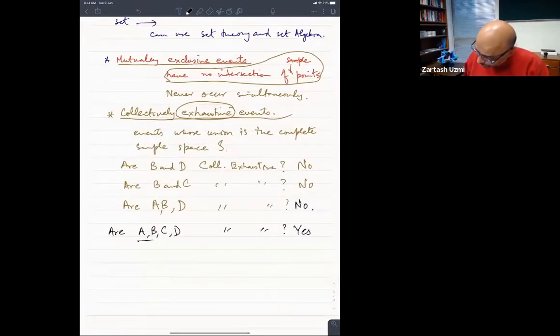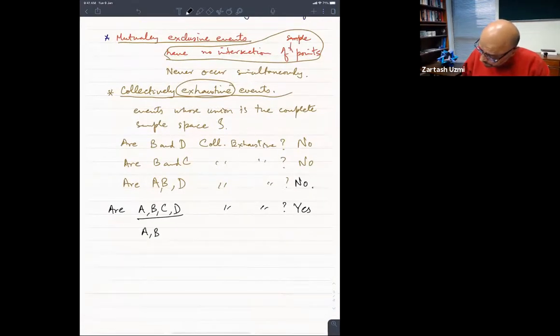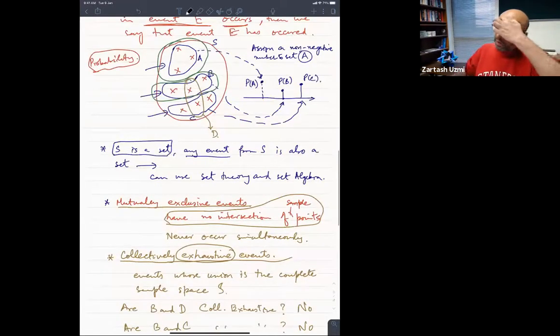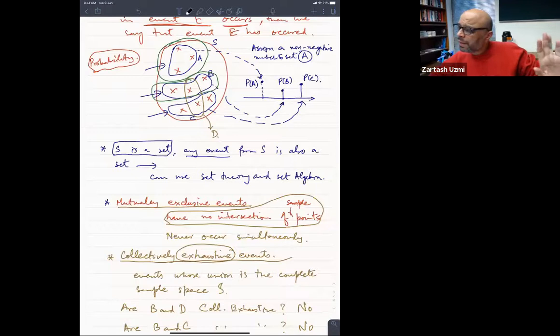ठीक है. Now I'm going to ask, slightly modify this question. A, B, C, are they collectively exhaustive? They are also collectively exhaustive. So D के अंदर आने से कोई फर्क ही नहीं पड़ा, क्योंकि A, B, C वो इकट्ठे मिलके पूरी सैंपल स्पेस को एग्जॉस्ट कर देते हैं.